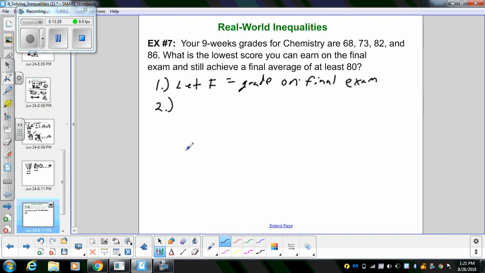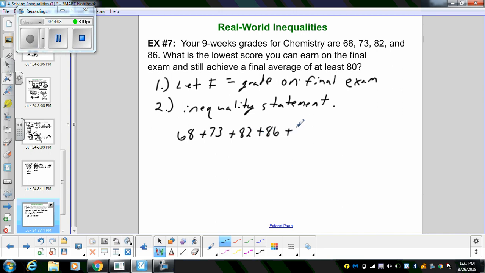Second step, I'm going to make my inequality statement. So to find the average, I know I have to add them all up and then divide by a certain score. Your 9-week grades are those 4 right there. What is the lowest score you can earn to achieve a final average of 80? So I got 68 plus 73 plus 82 plus 86 plus my final test, which will be F.